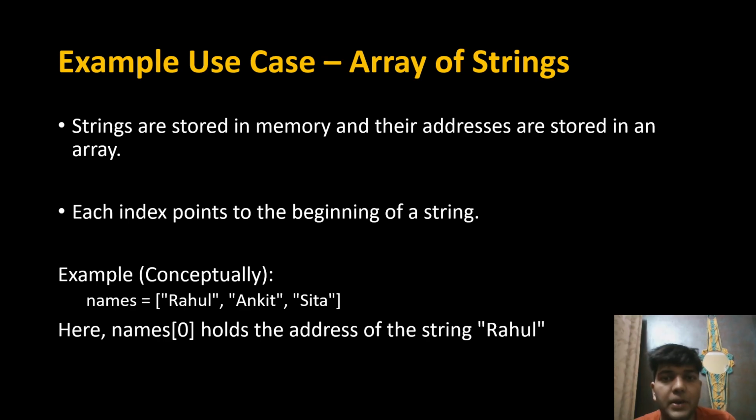A common example of an array of pointers is an array of strings. Strings are stored separately in memory, and the array holds the addresses of the first character of each string. Let's say names is an array which contains the names of three students, Rahul, Ankit and Sita. Here names[0] doesn't store the string Rahul directly. Instead, it holds the memory address of the first character of Rahul. This lets us manage strings of different lengths easily.